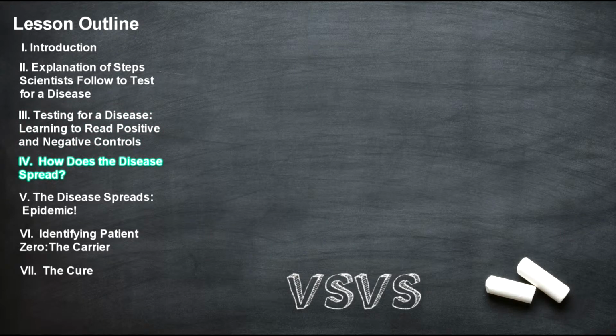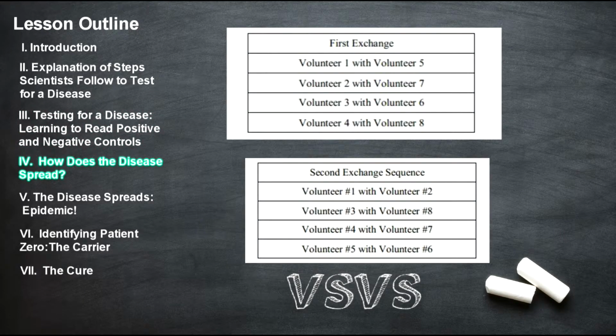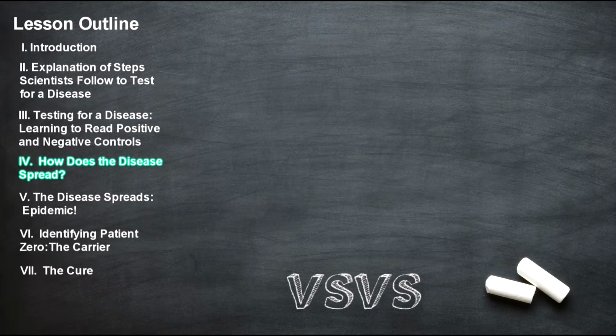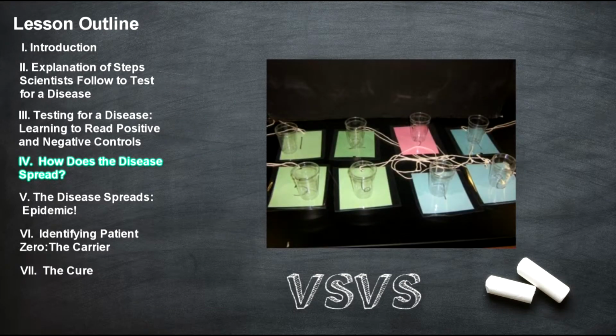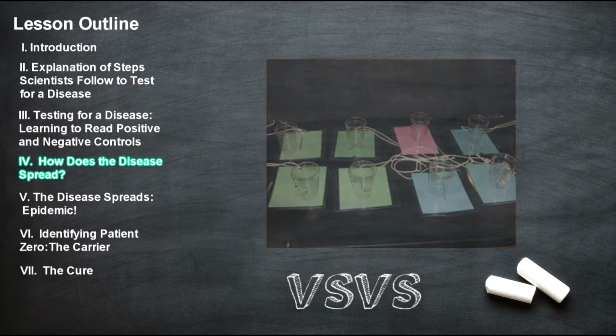Part 4. How does the disease spread and become an epidemic? A VSVS member should copy the exchange chart from the manual onto the board, while another VSVS member selects 6 student volunteers. You will be using 6 student volunteers and 2 VSVS members for a total of 8 people. As the students come up to the front of the room, hand each one a cup containing liquid and the corresponding tag. Save cup 8, the infected cup, for one of the VSVS volunteers.